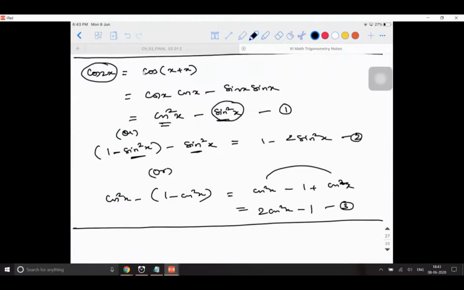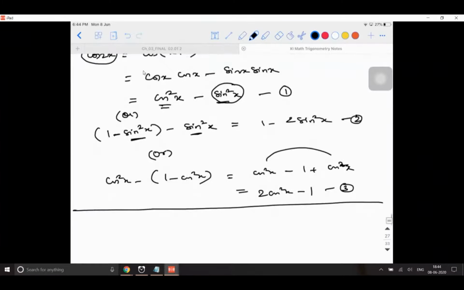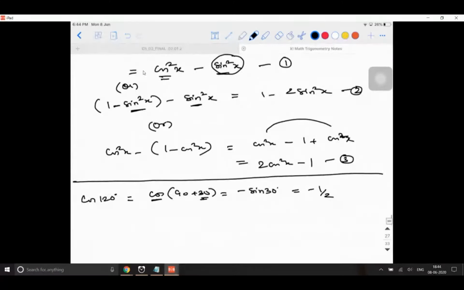So are we done with this? Similarly, if I ask you what is cos 120 degrees, how do we do it? We'll follow the same three methods, okay? Cos 120 is going to be cos of 90 plus 30. So cos of 90 plus 30, which quadrant? First quadrant or second quadrant? Second, right? In the second quadrant, cos is minus sine of how much? 30 degrees. So that is going to be minus half, right?